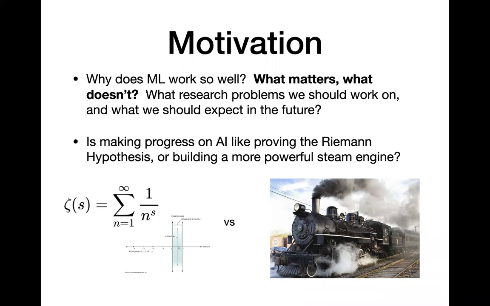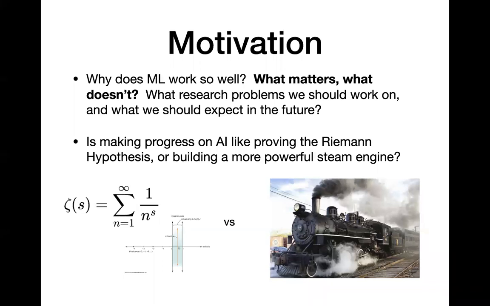Another way of framing this that I at least had in mind, say 4 or 5 years ago, before I started really learning in detail about all the recent progress that's been made over the last 10 years, is: is making progress on artificial intelligence something kind of like trying to prove the Riemann hypothesis, or is it more like, say, building a really powerful steam engine?